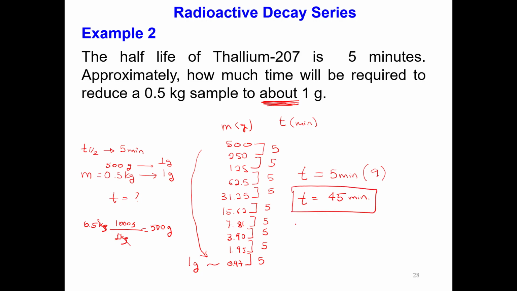Then we can write the time to reduce 500 grams of thallium-207 to about 1 gram is 45 minutes.